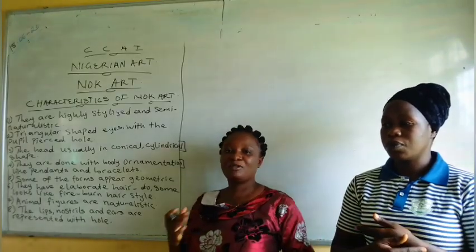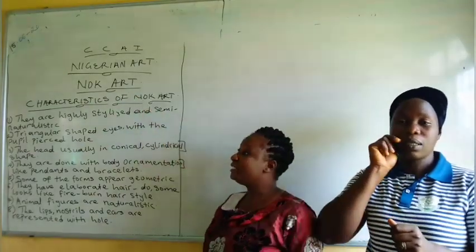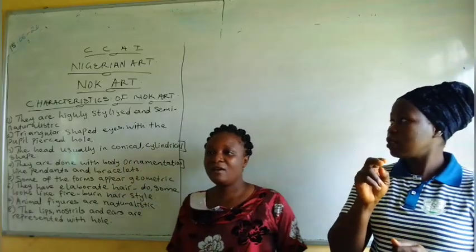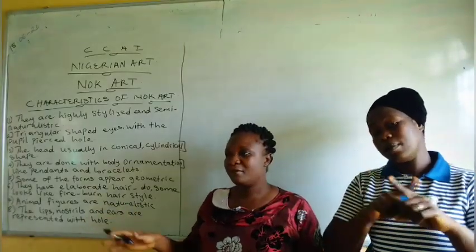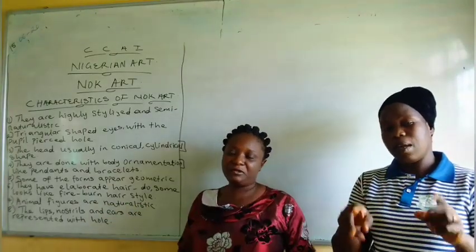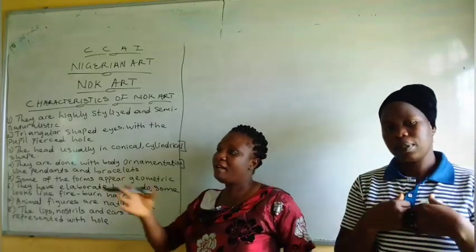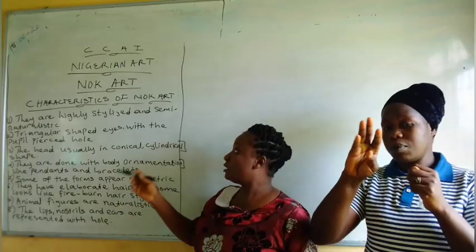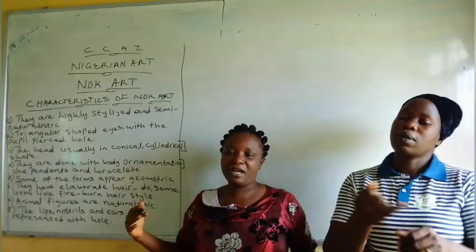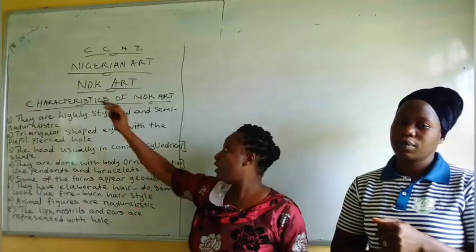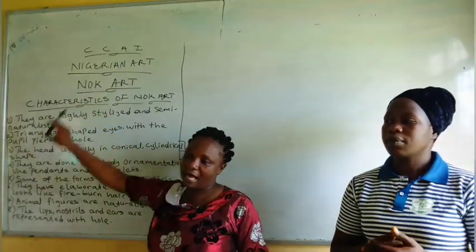Today, I want to look at Nigerian art. What did I call it? Nigerian art. And under Nigerian art, you know that Nigeria as a nation, we have different states. We have different locations in Nigeria. So when we are talking about Nigerian art, we have many tribes there. Under it, today we are looking at Nok. We have many arts under Nigerian art. We are going to start with Nok art. What did I call it? Nok art. N-O-K. Nok art.